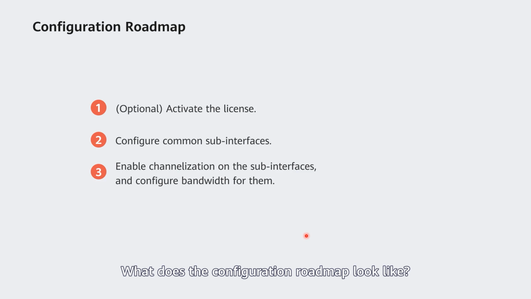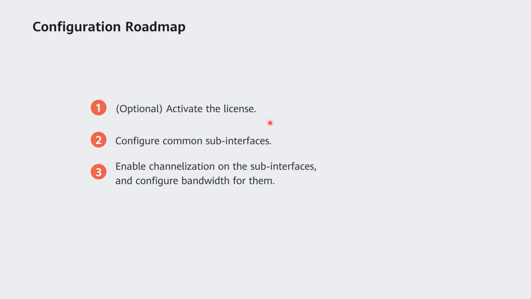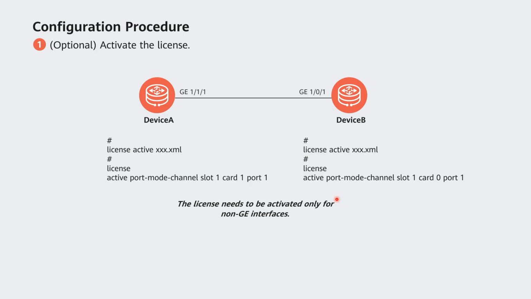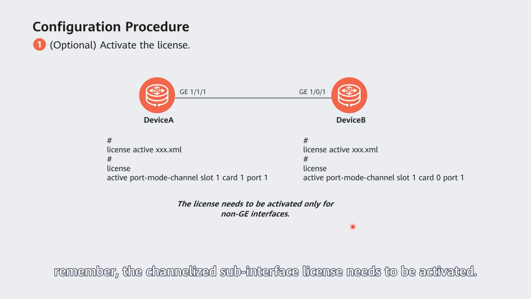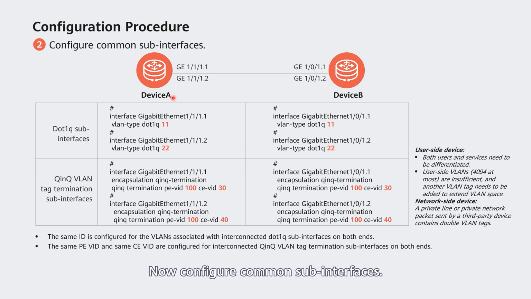What does the configuration roadmap look like? If the interface isn't a GE interface, it's time to activate that channelized sub-interface license first of all. Afterwards, configure common sub-interfaces. Finally, enable channelization on the sub-interfaces and configure bandwidth for them. Let's go through configuration specifics. First, activate the license. For non-GE interfaces, remember the channelized subinterface license needs to be activated. Now configure common subinterfaces.